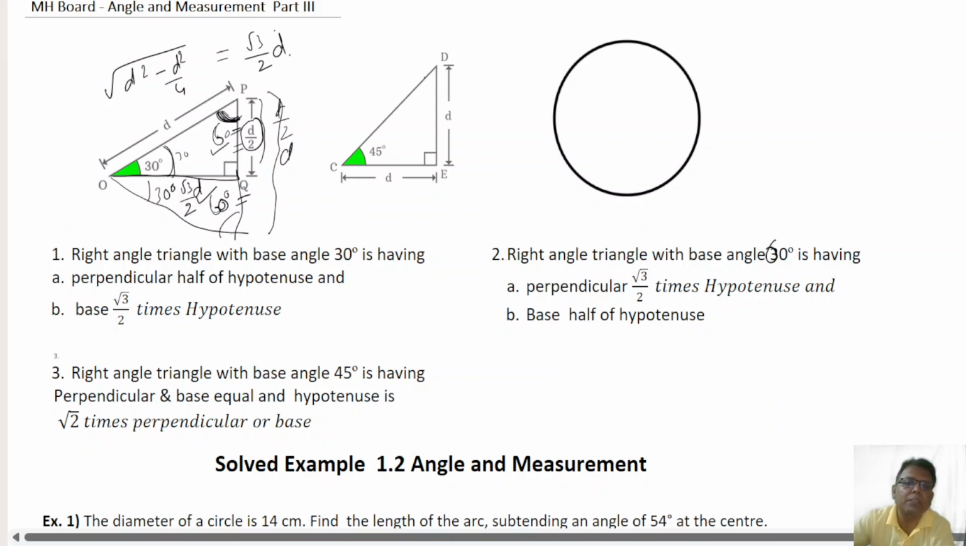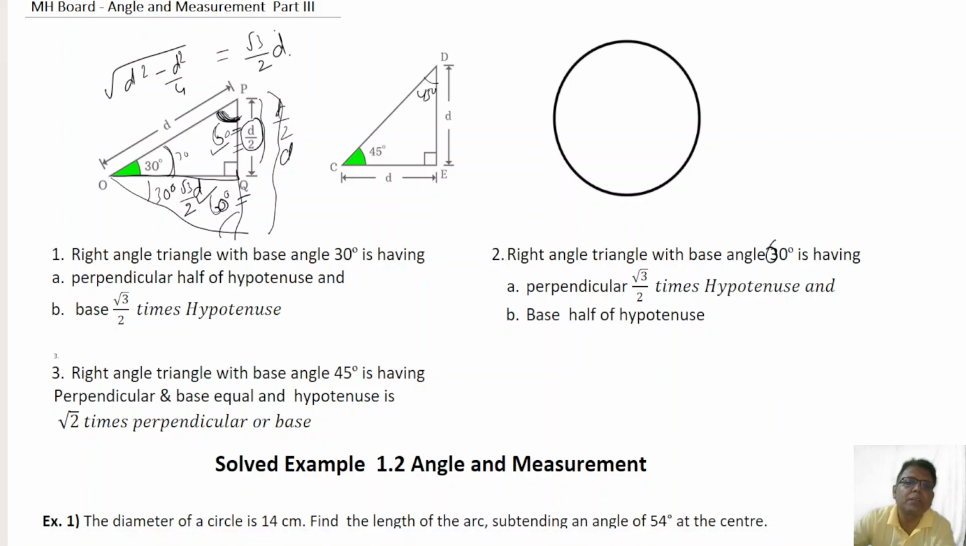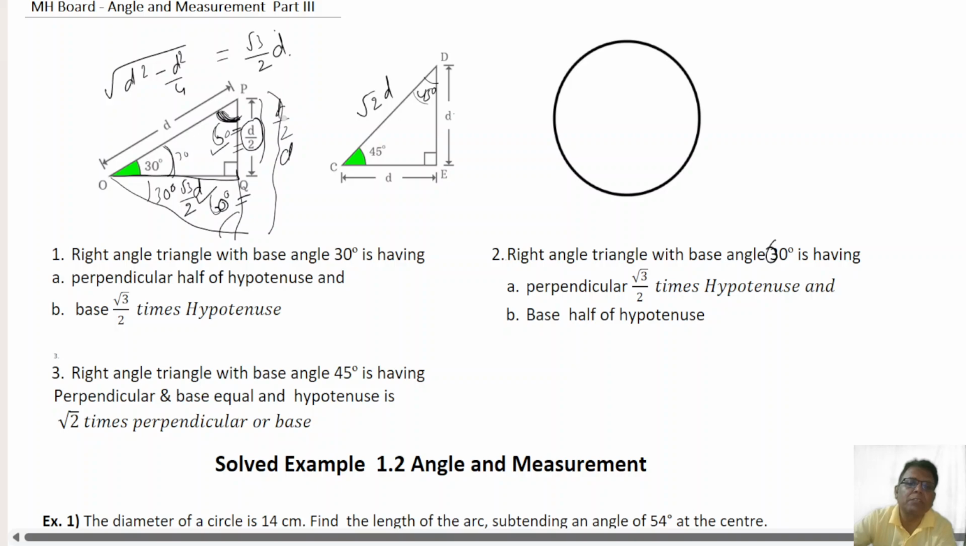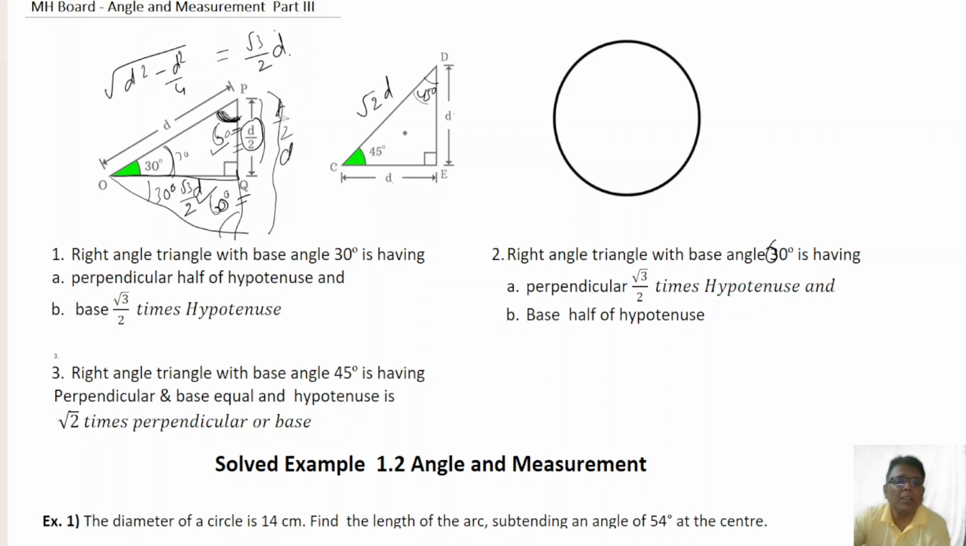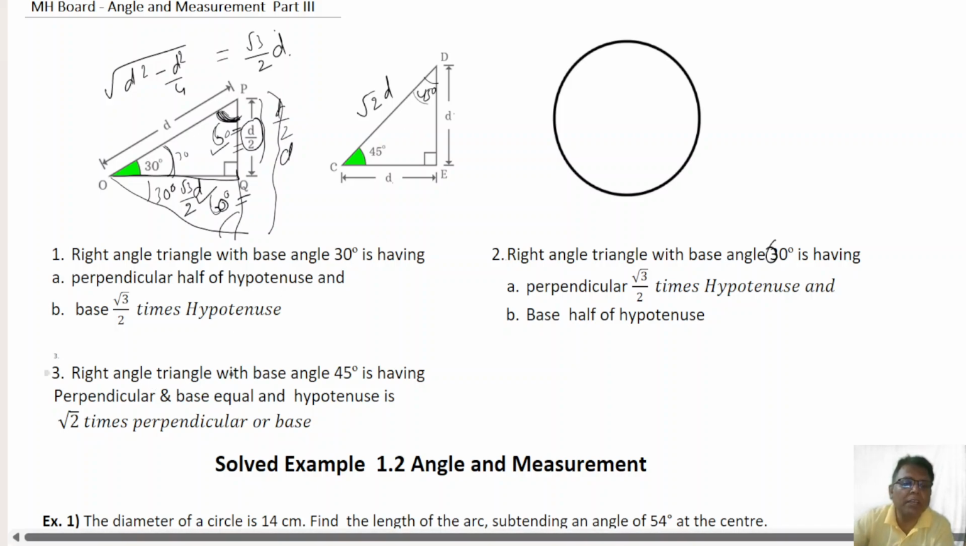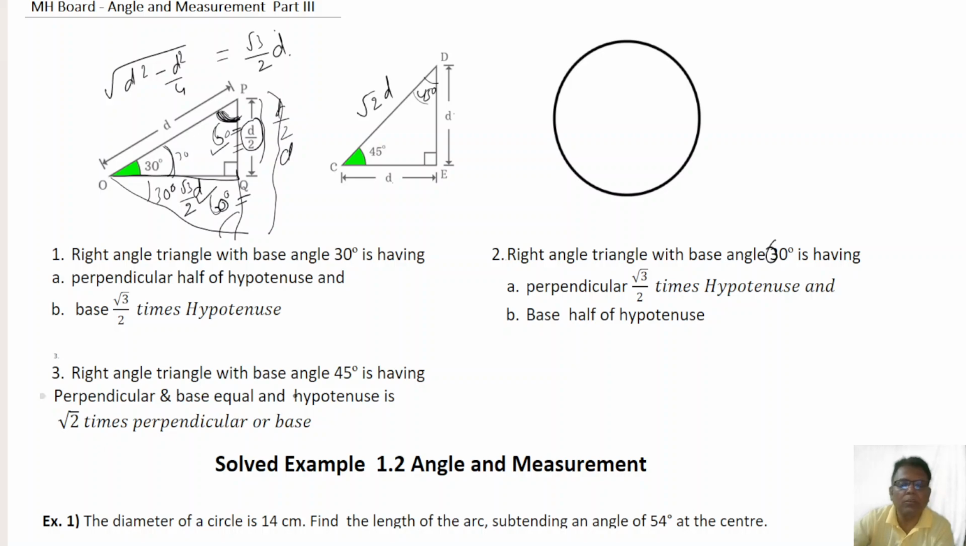If it is 45 degrees, then this will also be 45 degrees. Then if this is D, this is D, because it's an isosceles triangle, 45 degrees, 45 degrees. That means this will be D and this will be D. Then hypotenuse will be root 2 D. So right angle triangle with the base angle 45 degrees has perpendicular and base equal, and hypotenuse is root 2 times the perpendicular or base.